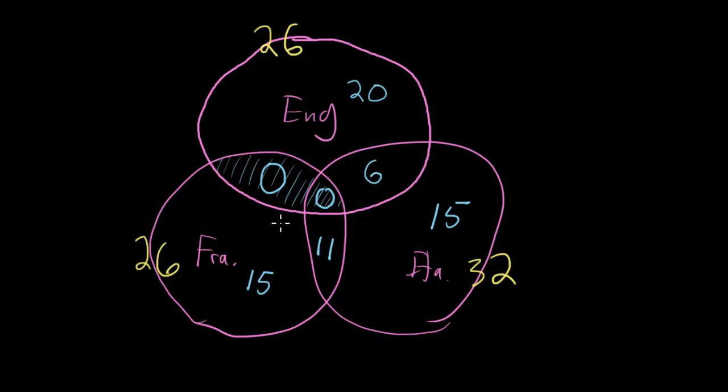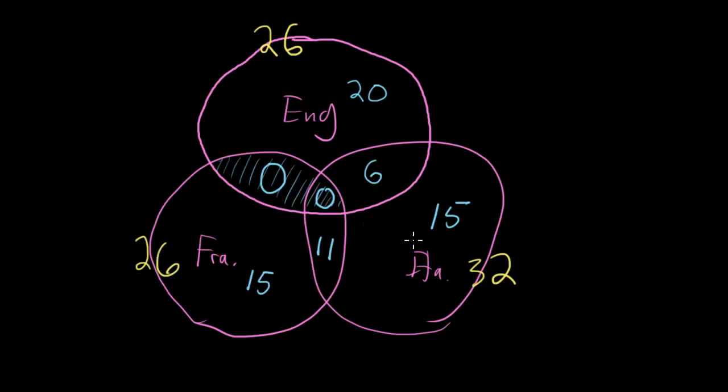We've got every single section filled, and the question is asking, how many members of the club traveled to at least one of these 3 countries? How many traveled to at least one? Well, that's everything, right? These 6 people, they traveled to at least one. These 11 traveled to at least one. These 15 traveled to at least one. So every single blue number, every single section of this picture, are the people that traveled to at least one of those countries. So to answer this question, we just need to add up the blue numbers.